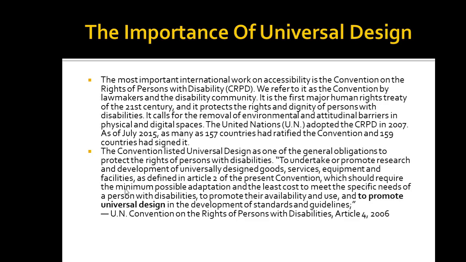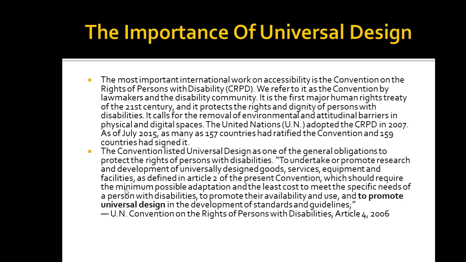Now, the importance of universal design. The most important international work on accessibility is the Convention on the Rights of Persons with Disabilities, or CRPD. We refer to it as a convention by lawmakers and the disability community. It is the first major human rights treaty of the 21st century, and it protects the rights and dignity of persons with disabilities. It calls for the removal of environmental and attitudinal barriers in physical and digital spaces. The United Nations adopted the CRPD in 2007. As of July 2015, as many as 157 countries had ratified the convention and 159 countries had signed it.